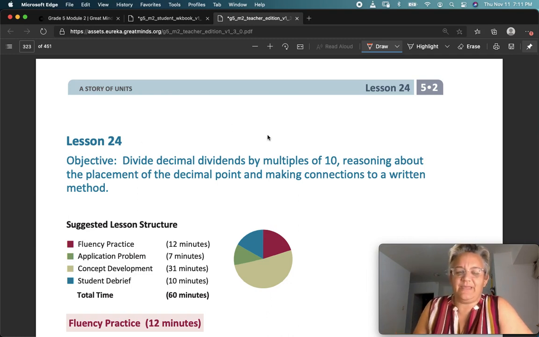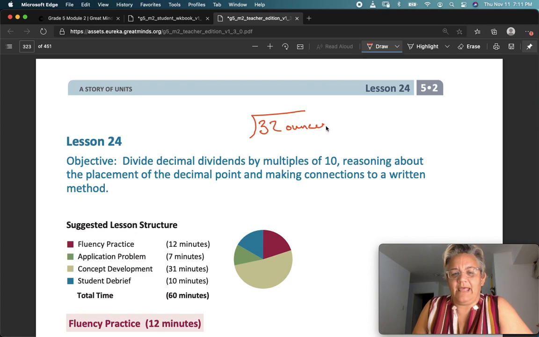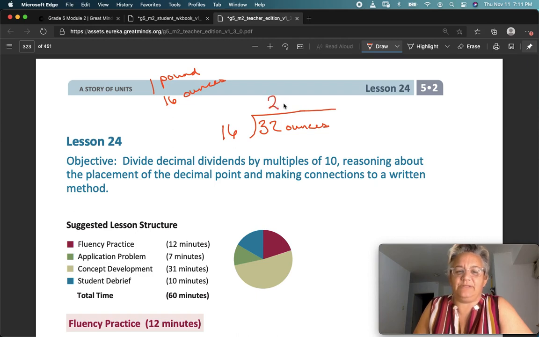Okay, so the example we gave in class was something like 32 ounces, right? And we want to put that into pounds. So 1 pound equals 16 ounces. Remember that? And so 16 into 32 goes exactly twice, right? So that would be 2 pounds. That's what we're doing. We're converting measurements.